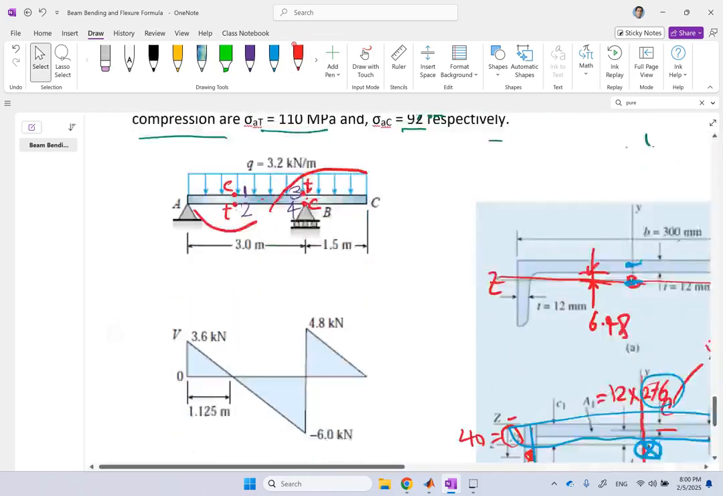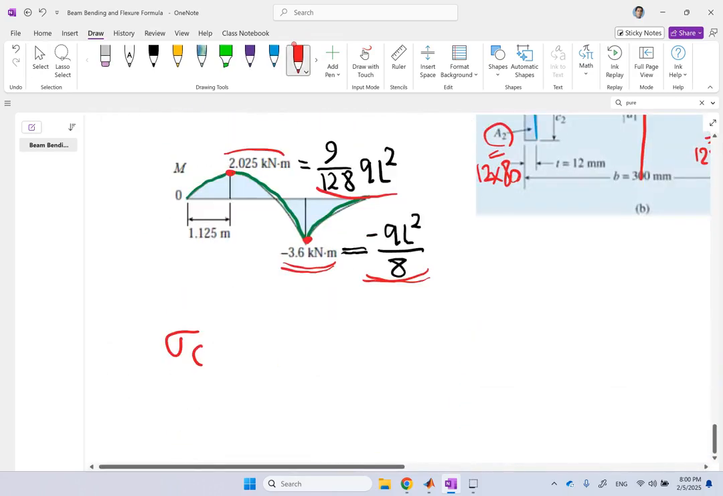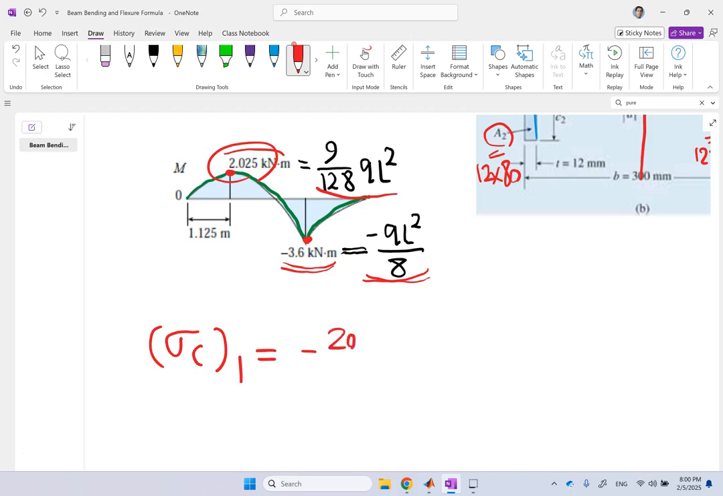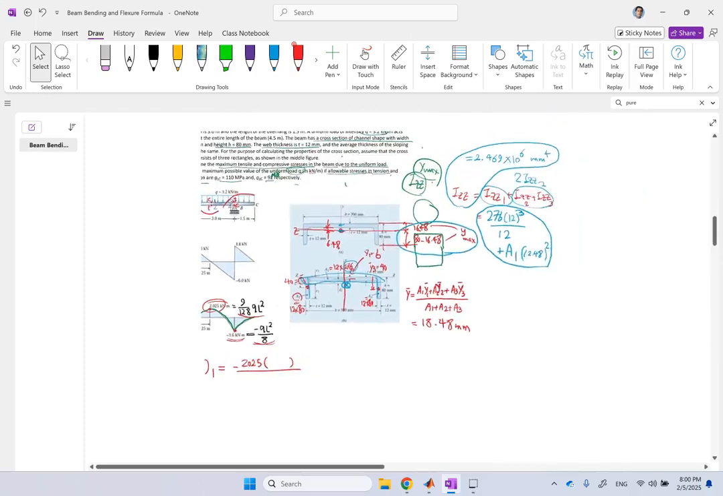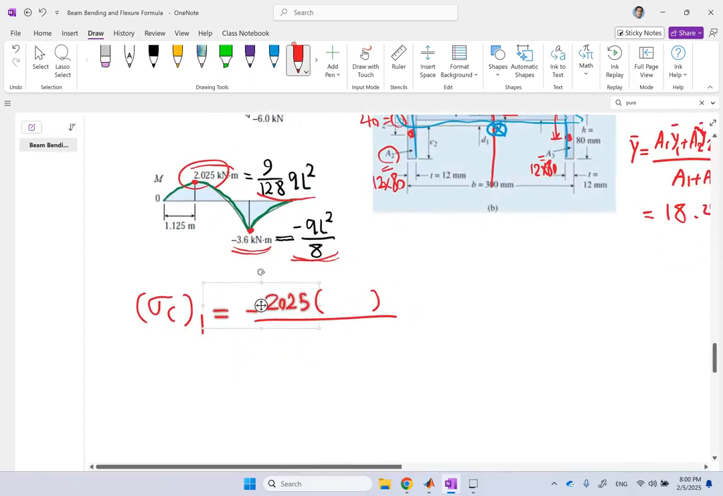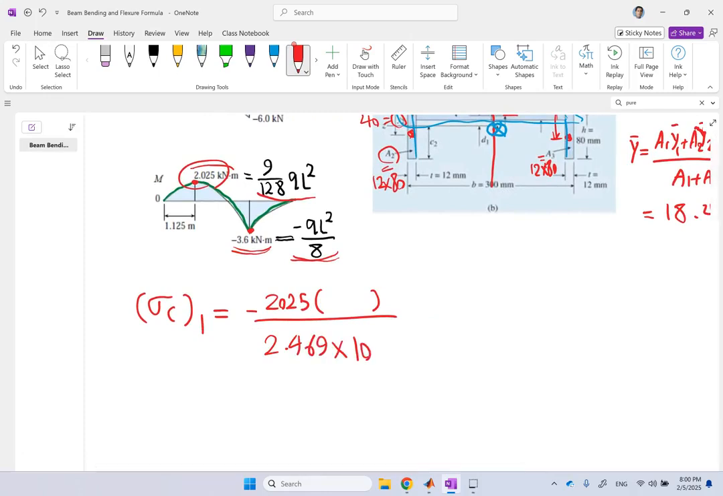So I go to point 1 and 4. So sigma compression in point 1 is equal to negative M at this point, which is this number here, and I convert it to Newton meters, times y at that point divided by IZZ. And IZZ, remember, we have the number for it. It is 2.469 times 10 to the 6. And it's mil to the 4, so I have to also multiply it by 10 to the negative 12 to convert it to the meter to the 4.